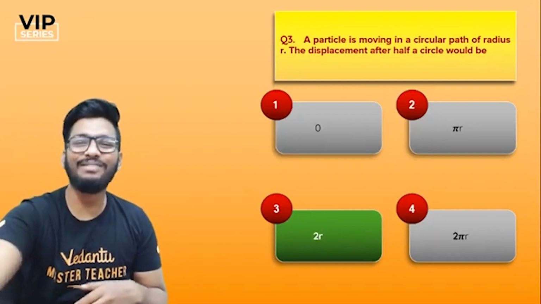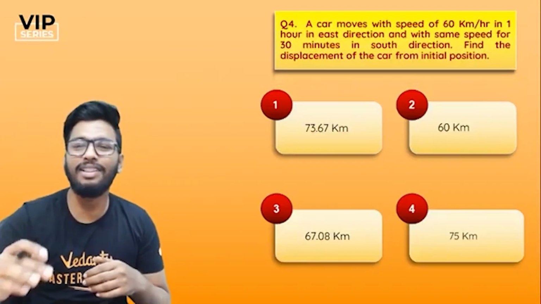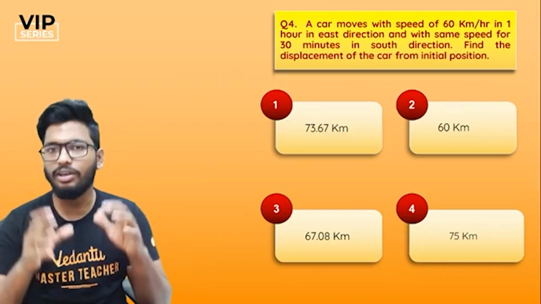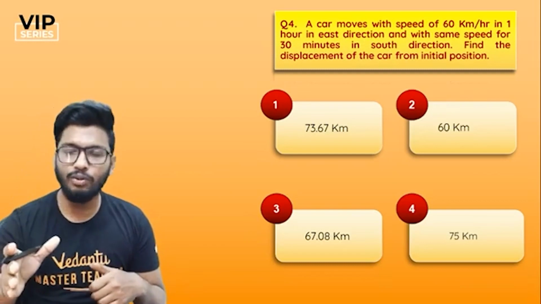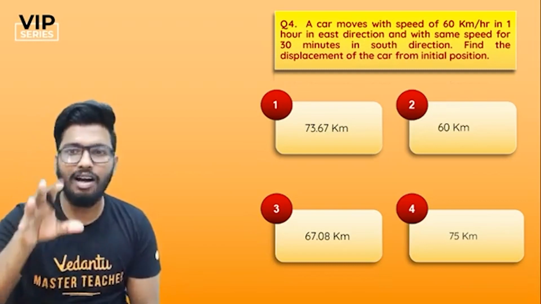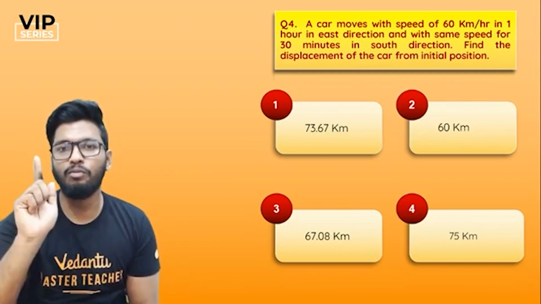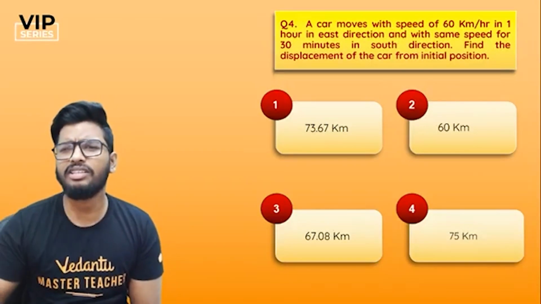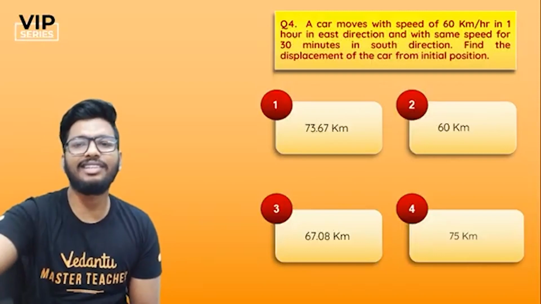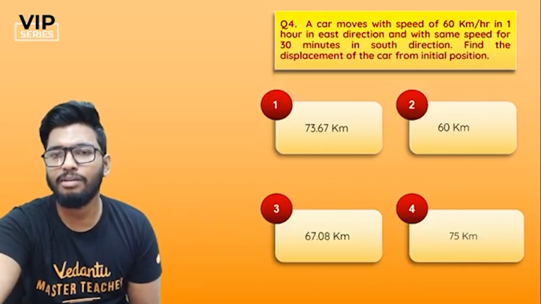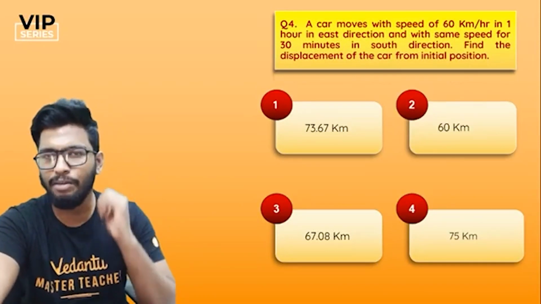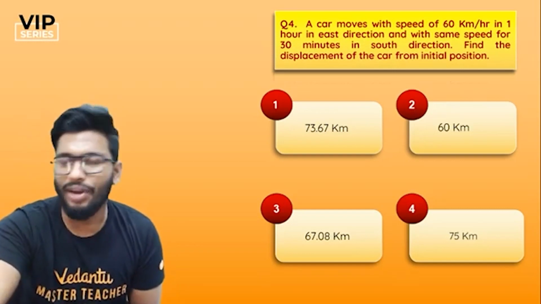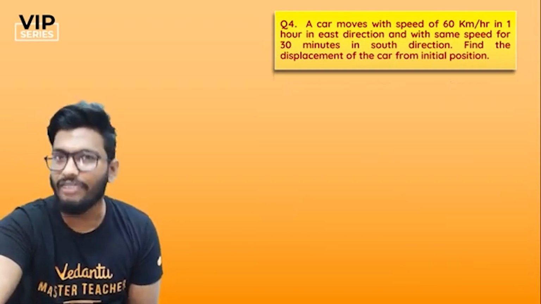Moving on to the next question, guys. Here's another one for you people. This is where we're going to start solving some questions, alright? I want you guys to solve this question by yourself. The question is, a car is moving with a speed of 60 km per hour for 1 hour in the east direction and with the same speed for 30 minutes in the south direction. Find the displacement of the car from the initial position. Options: 73.67 kilometers, 60 kilometers, 67.08 kilometers, or 75 kilometers.